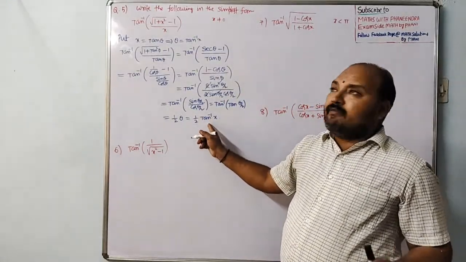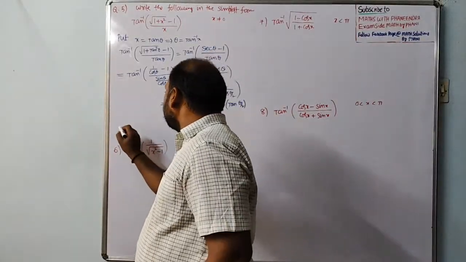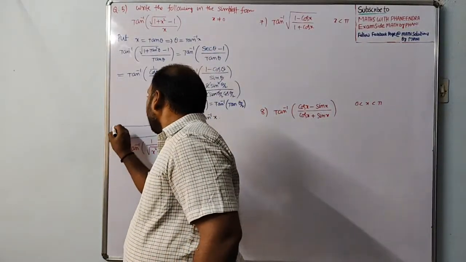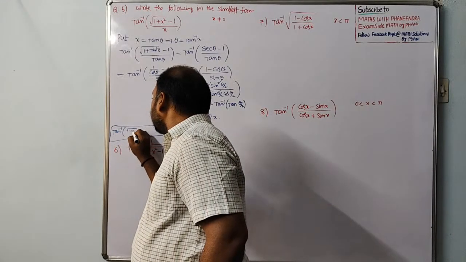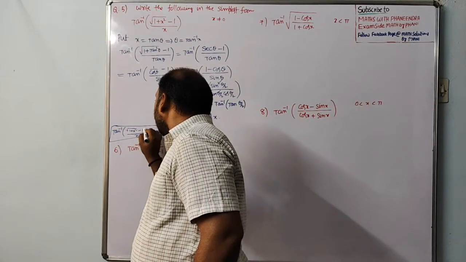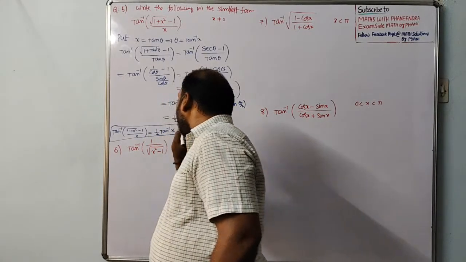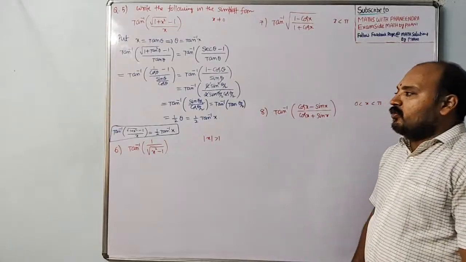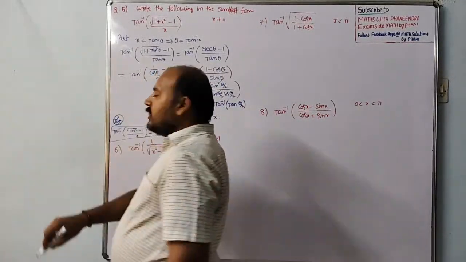Wherever it is required, you remember, dear students, you can use it as a shortcut formula. Wherever tan inverse of root 1 plus x square minus 1 by x comes, you can use the shortcut formula half tan inverse x. Okay, dear students, this is a very important point. Keep it in mind and utilize it.